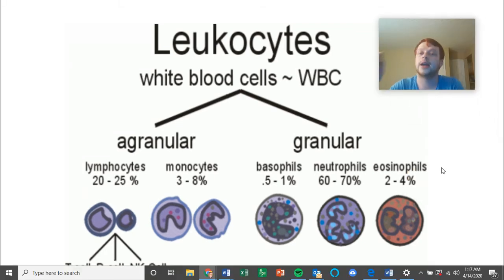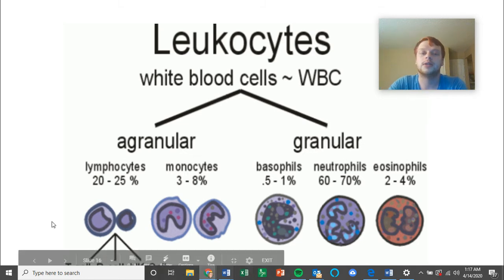So first up, we've got our leukocytes. Any white blood cell is also called a leukocyte. Remember, they fall into these 2 categories, and in those categories, you have different types of blood cells. This shows you the general distribution of each of those types of white blood cells, neutrophils being the most common, lymphocytes the second most, and then the least common are our basophils.